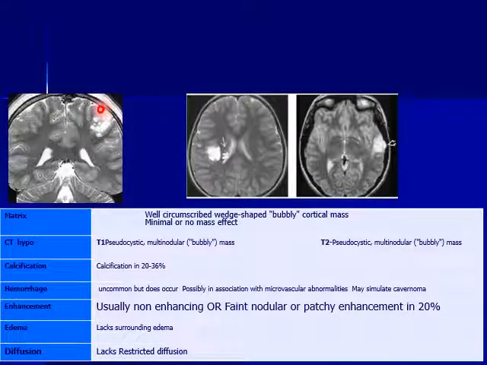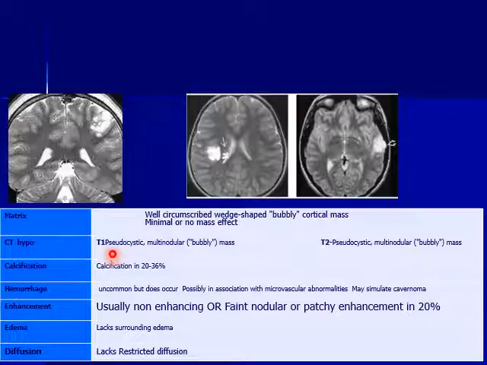this tumor is characterized by an appearance which is called bubbly appearance. You remember bubbly lesions? We have mentioned them in two tumors before, astroblastoma and central neurocytoma. Yes, the presence of bubbly appearance. It is a well circumscribed, wedge-shaped bubbly cortical mass with minimal or no mass effect because it is more or less a benign lesion.